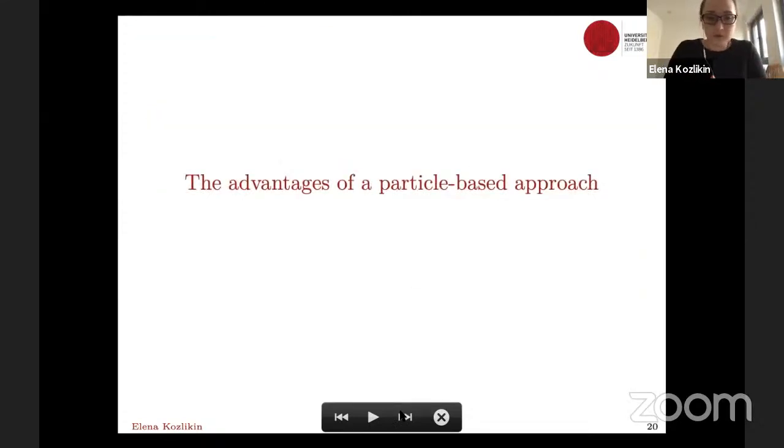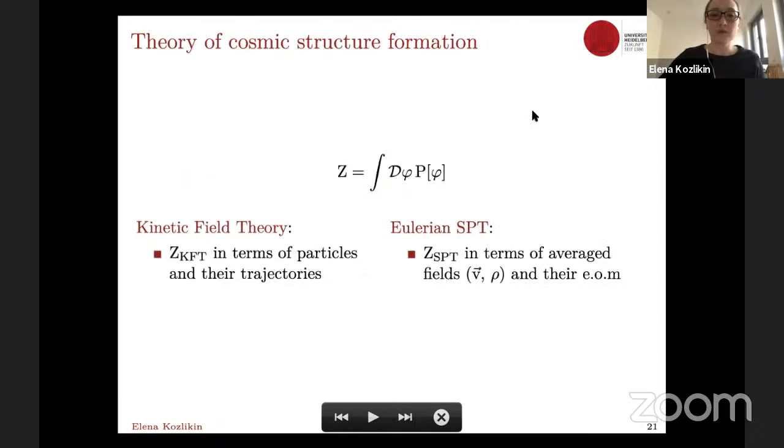Right. So you've seen the most important results for the power spectra now. And I would like to now show you a little bit in depth what the advantages of the particle-based approach in KFT are. And so I would like to compare kinetic field theory to the Eulerian standard perturbation theory, which is based on the fluid equations. And as in KFT, you can also formulate SPT in terms of a generating functional. So this has been done before, and so we're just going to use this formulation because it's closer to what we do in kinetic field theory.